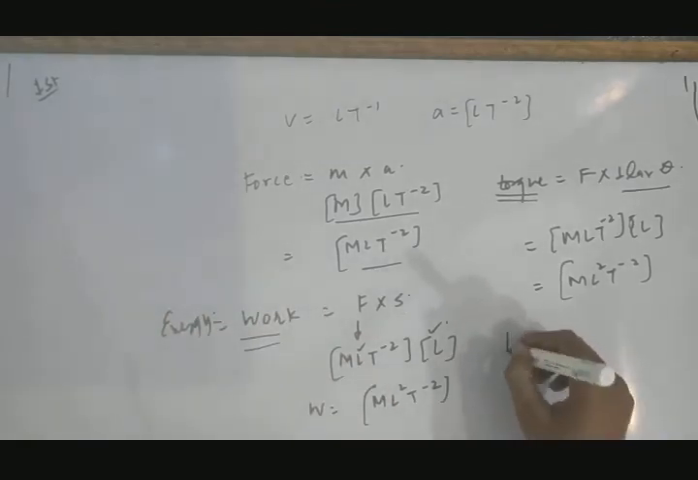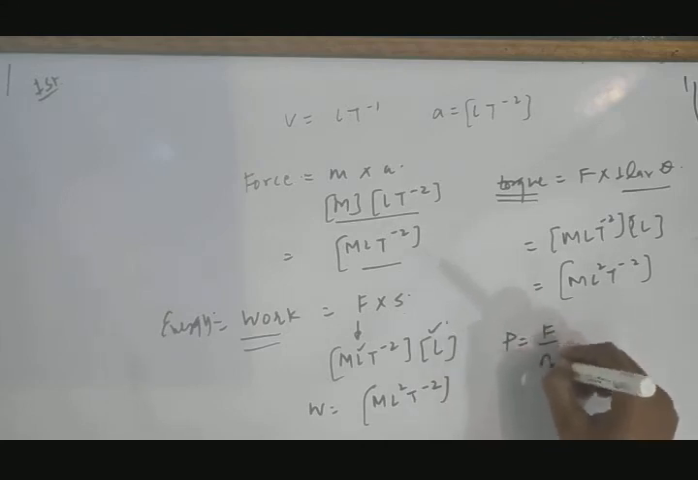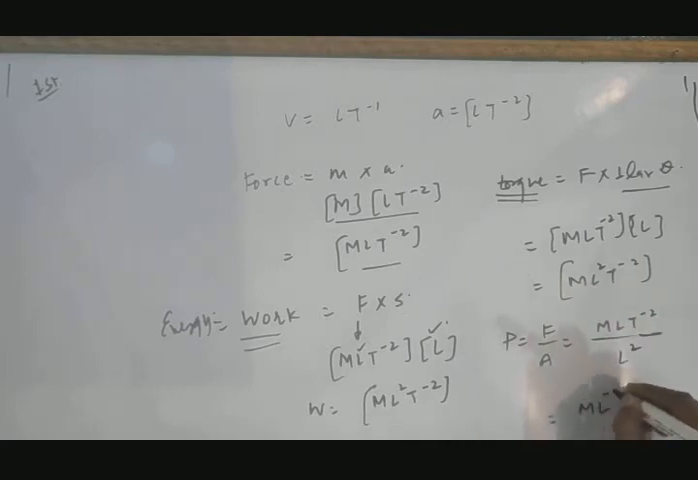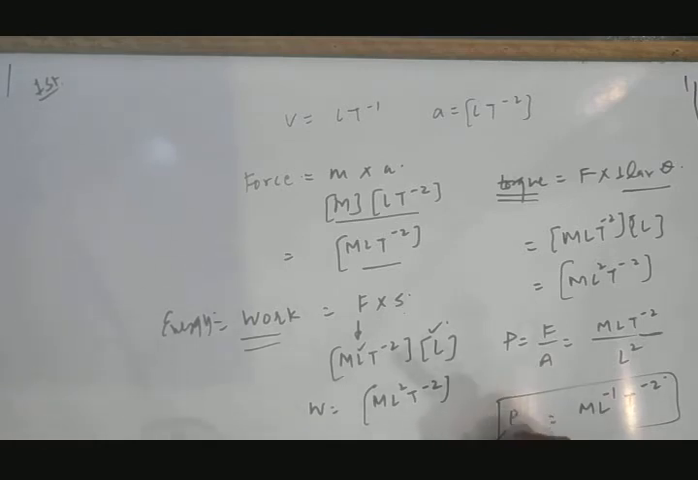Suppose we need to determine the dimension for pressure, which equals force upon area. That is MLT inverse 2 divided by area, which is L square. So ultimately we have ML inverse T inverse 2. This is the dimension for pressure. In this manner you can easily determine the dimension for any physical quantity. The dimension for pressure is always equal to the dimension of stress.